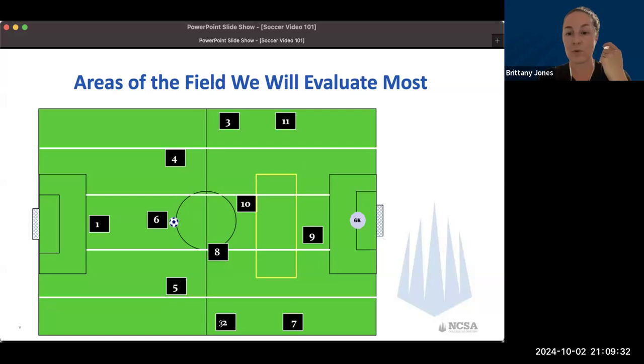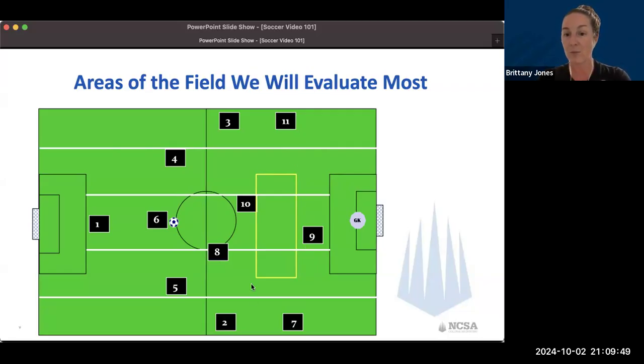Okay. And so, for example, if I am a goalkeeper, right, and I'm down here in this area, you're going to see me obviously making defensive saves, right? You're also going to see me in distribution, the attacking phase of the game, right? If I'm a number 9, I'm a center forward.